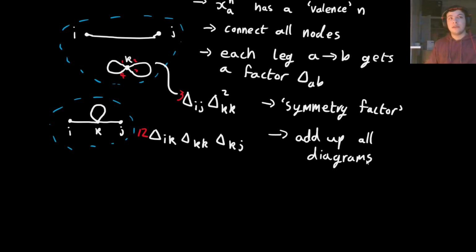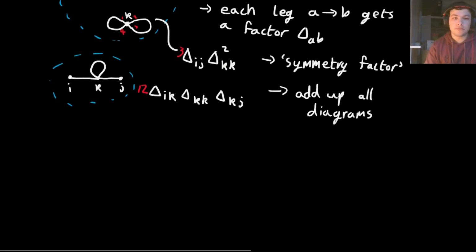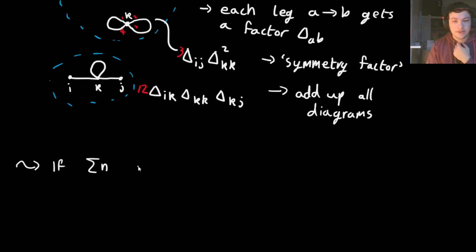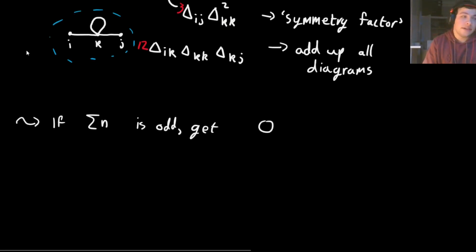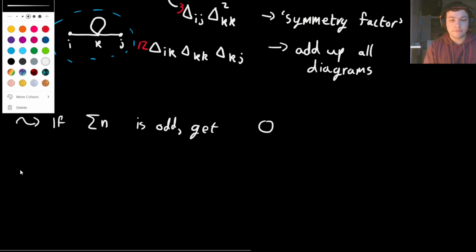Done. So what can we do to work this out? Let's do an example, I guess. We should note that if the sum of the powers that each thing is raised to is odd, we get 0 for our expectation value, because when we take our integrand, it's going to be odd, right? Under parity, it's going to get a minus sign, and so it all ends up going to 0. Otherwise, we're okay.